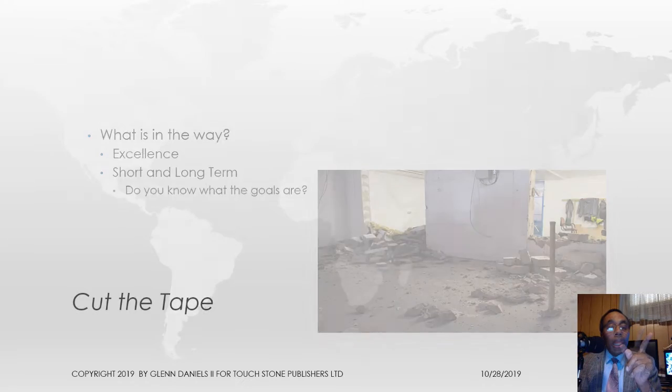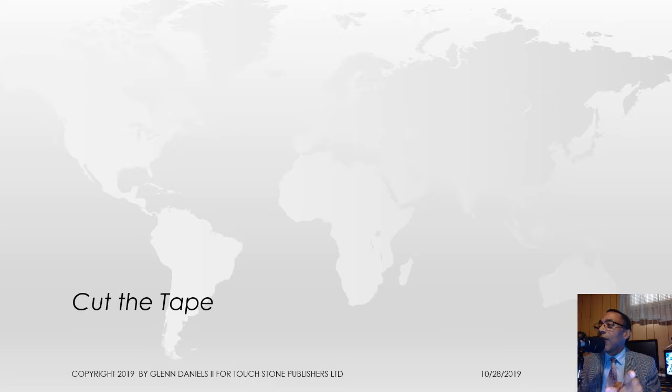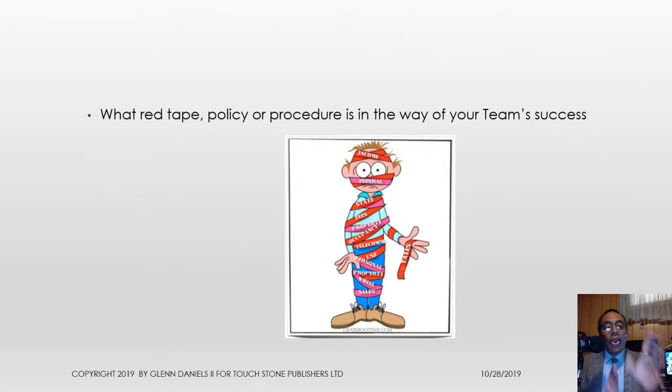Your next, you've got to cut the tape, cut the red tape. What policies or procedures are in the way of your team's success? What policies or procedures? Okay, maybe one of the policies is that you have to do all this paperwork, talk to a customer, do a bunch of paperwork, turn in the paperwork, and then you're ready for the next customer.